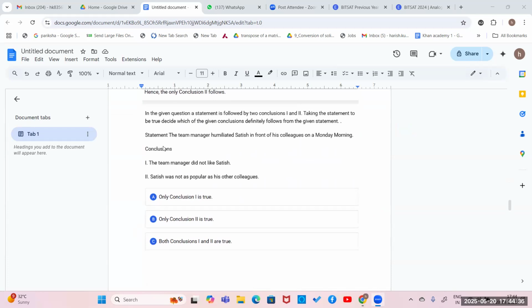This one, guys. Here there is a statement, and these are the conclusions. D is neither conclusion is true. So this is the D statement. Now you answer.